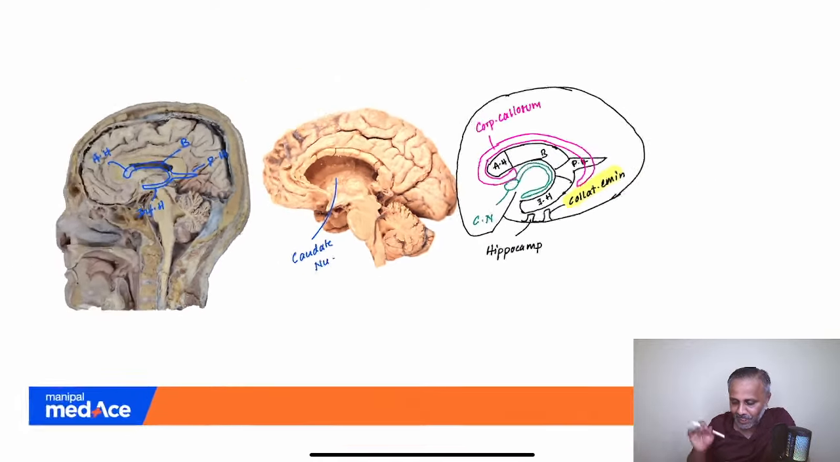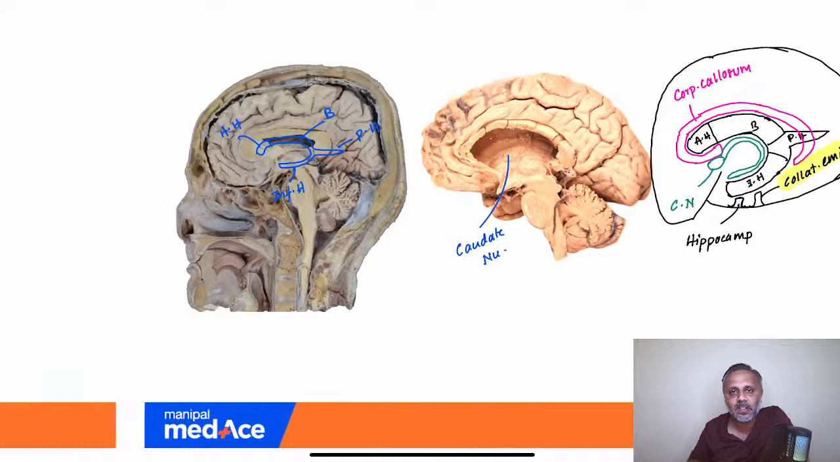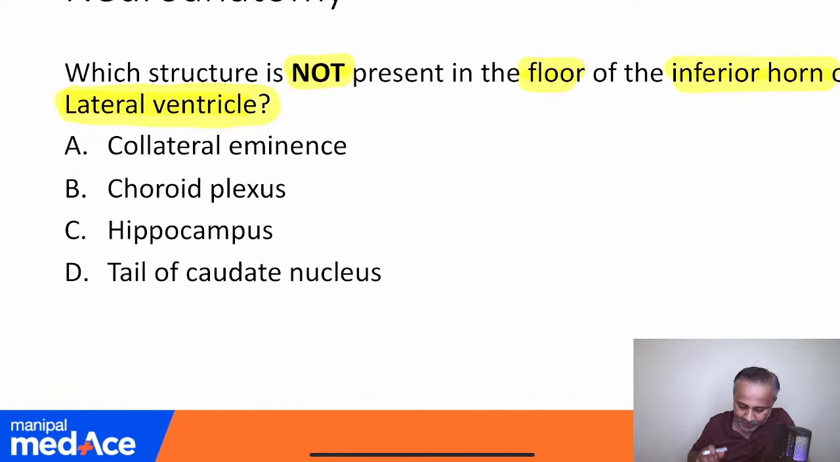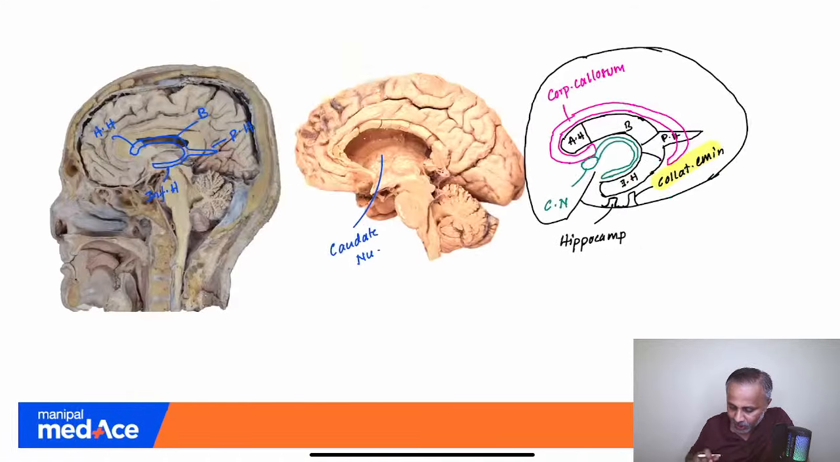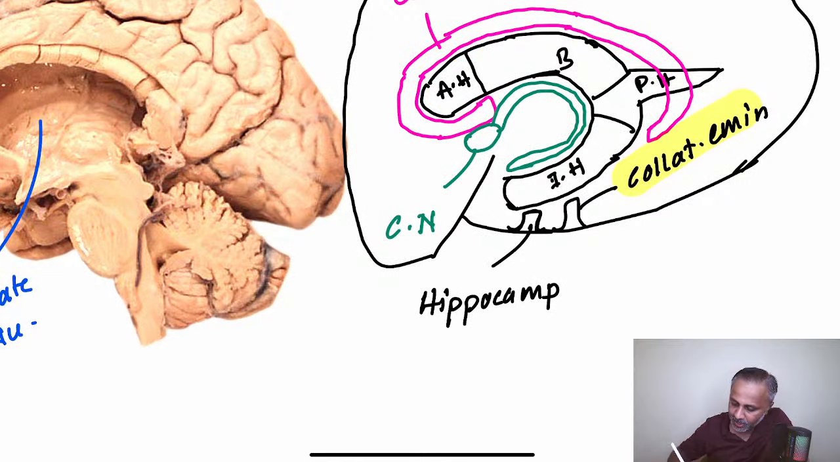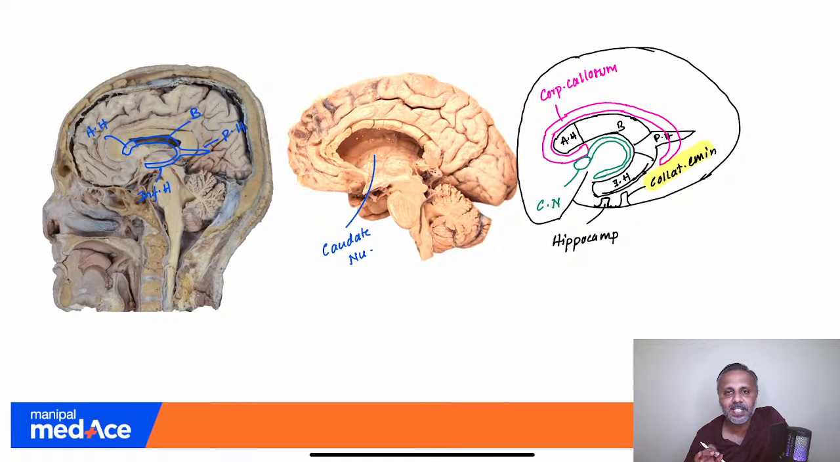So once we have learned the relations of the lateral ventricle, let's see if we can solve this question. Is collateral eminence related to the floor of the inferior horn? Yes, if hippocampus is related, yes. Tail of the caudate nucleus is a definite no. But then we have the choroid plexus. Now what about the choroid plexus? Remember, the choroid plexus is present close to the floor of the inferior horn. The choroid plexus is responsible for secretion of CSF. So even that is present in the inferior horn.